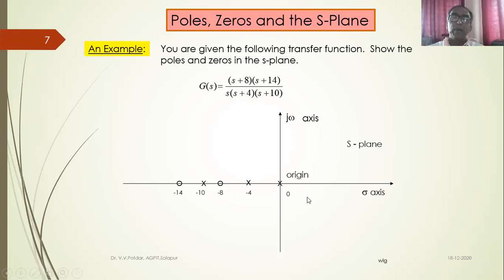And if the roots lie on the right half of the S plane, the right half of the imaginary axis, the system is unstable. And if the roots lie on the imaginary axis, the system is marginally stable or conditionally stable. For certain values of K, the steady state gain, the system tends to be stable. So what are the three types? The system is completely stable if the roots lie on the left half of the S plane. The system is completely unstable if the roots lie on the right half. And the system is conditionally or marginally stable if the roots lie on the imaginary axis.